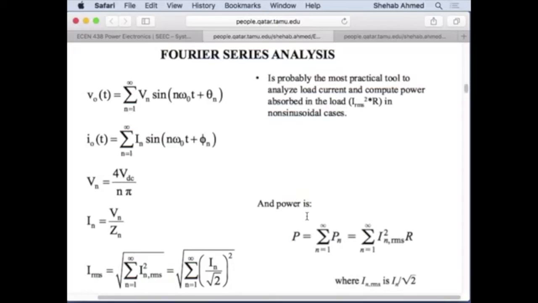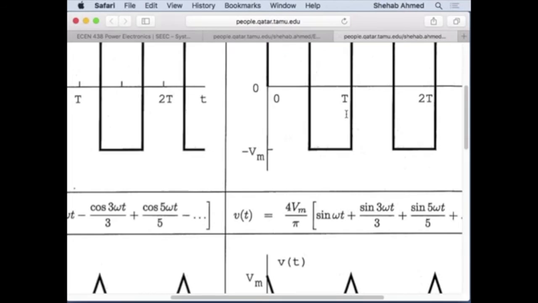Because that's our objective, of course, I have to do some analysis to look at where I stand now, so I can work on improving it, right? So the analysis will be based on Fourier series. We will not analyze the current waveform. We will not derive the Fourier series for the current waveform. We will go to our Fourier series for the voltage waveform.